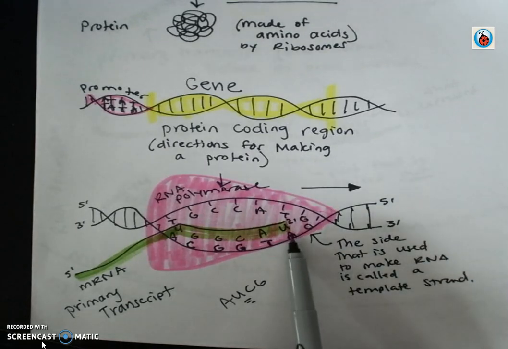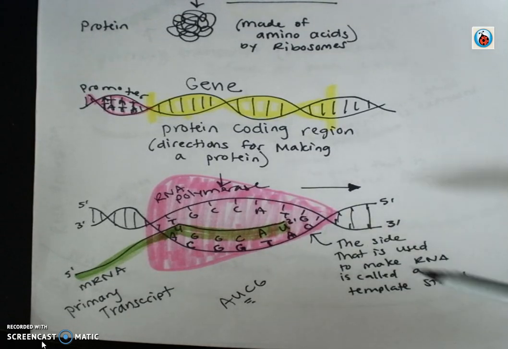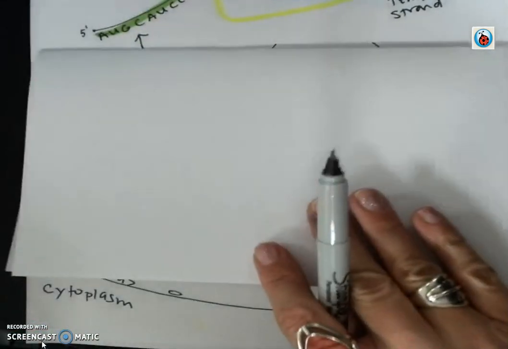Basically you have this template strand of DNA that acts as a guide for RNA polymerase to build the complementary strand of RNA. The side that is used to make the RNA is called the template strand. And the RNA that's made is the primary transcript, or the first RNA. Let's see a little bit more about this.